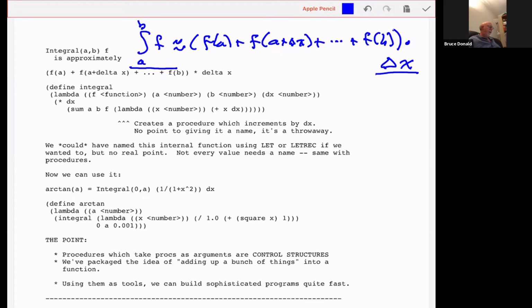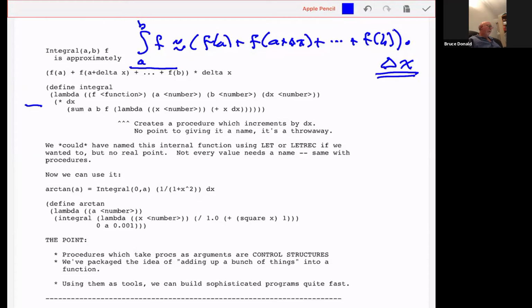And what we do here, we put the times dx on the outside over here, and then we just call our sum function. What do we call it on? Well, obviously a, b, and f, because the sum function takes a lower bound and upper bound, and a function f, and it's going to apply f to all its intermediate values and sum them up.